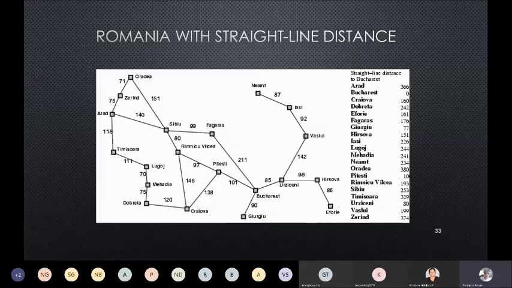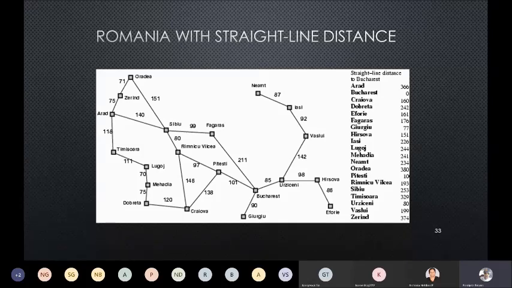Say for example, in the middle, there is Sibiu and probably Fagaras, and the distance between them is 99 kilometers. On the right hand side, you can see another list or table. This is showing the straight line distance of all cities from Bucharest. For example, the first one is Arad. This is 300 kilometers away from Bucharest. Bucharest is of course zero from Bucharest, and I think it's Craiova, that is 160 kilometers, and so on.